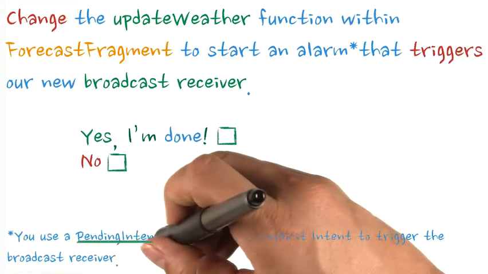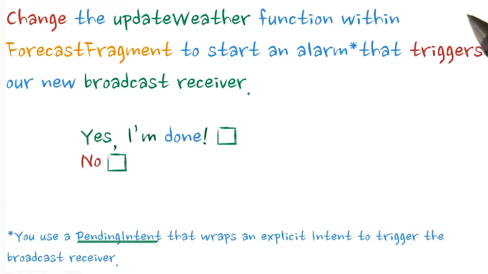You can create a pending intent from an explicit intent to have the Alarm Manager activate your broadcast receiver. I recommend setting the alarm to something absurdly short, like 5 seconds, so you can easily test that it's working.